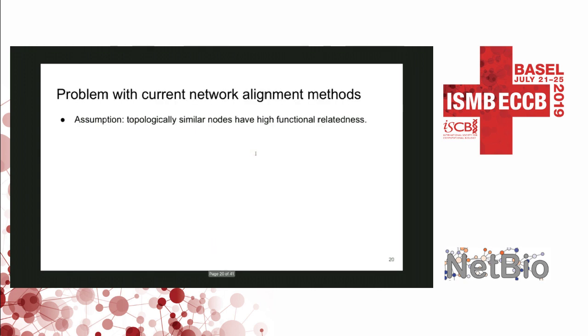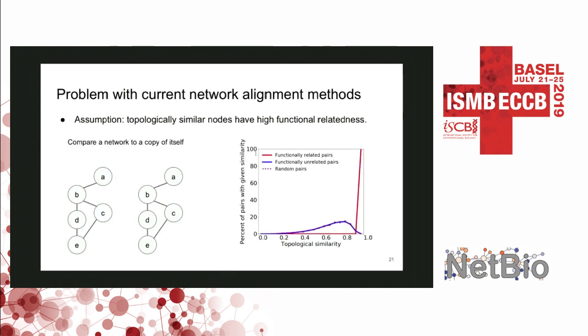So again, current network alignment methods assume topologically similar nodes have high functional relatedness. We want to investigate if this assumption actually holds or not. We do so in two tests. First, we compare a network to an identical copy of itself. In this situation, we know that the most topologically similar nodes, in other words, AA, BB, CC, etc., are those that are functionally related, because of course they're the same node.